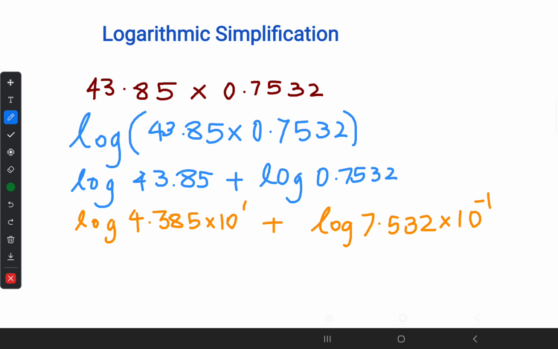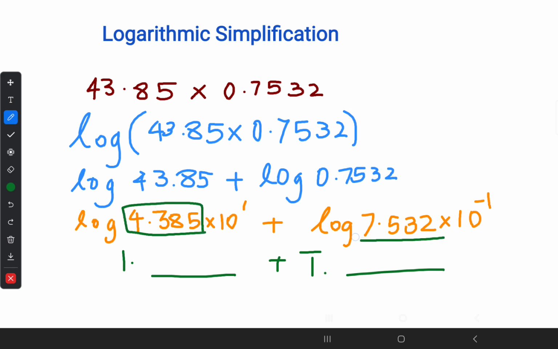Hereafter, we need to use logarithmic table to find the answer. So if the 10th power is 1, it should be 1 point a particular value, plus, if the power is negative 1, it should be bar 1 point a particular value. So we have to use logarithmic table to find the respective logarithmic values for each 4.385 and 7.532. Let's find.